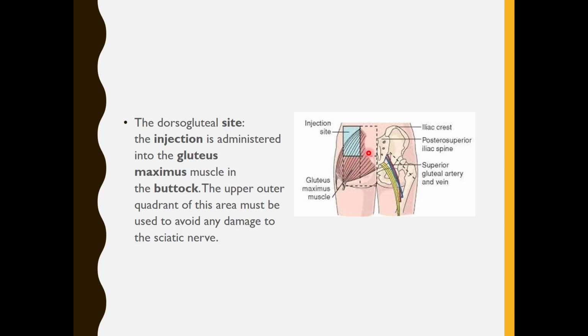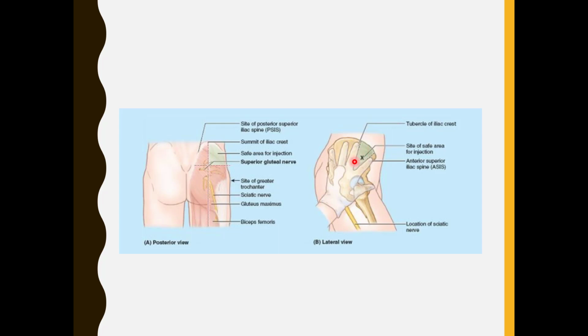Which area is safe? The superior lateral area, or the upper outer area, is safe for the intramuscular injection in the gluteus maximus muscle. See here, this is the posterior view. I have told you that this is a safe area for injection, which is the upper outer quadrant of the gluteal region. But if we see from the lateral view, we will put our whole hand over the lateral part of the gluteal region.